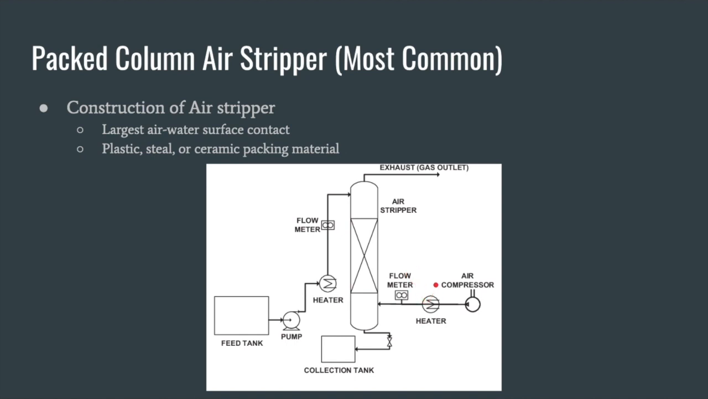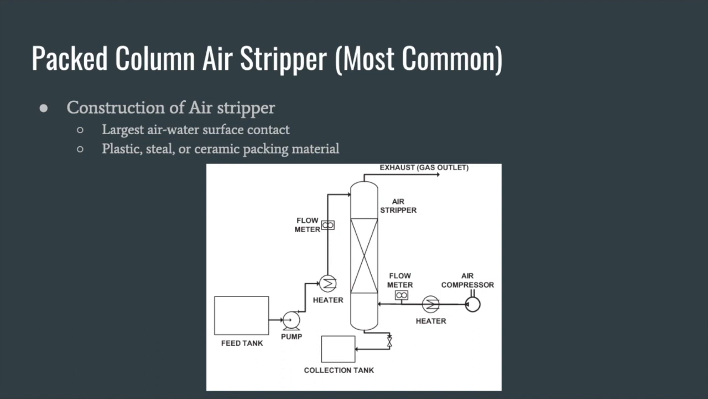So some considerations for the column right here: when designing the tower, there are certain design criteria that need to be considered. This would include the surface area provided by the packing, the column height and diameter, and then also the air-to-water flow rates. Designers of the air strippers want to obtain the largest air-to-water surface contact in order to reach maximum efficiency of removing contaminants. Some other things.